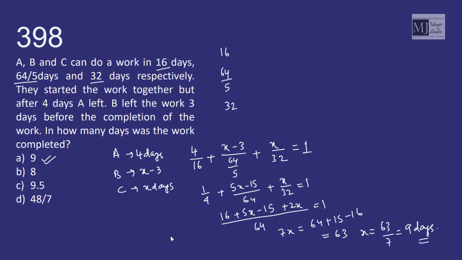Now shall we try with the CM method? Are we ready for that? CM 64. 64 by 16, 4. 64 by 64 divided by 5, 5. 64 by 32, 2. Now look carefully. A works for 4 days. That means work done by A is 16 units. Deduct it. B works for X days, but he left 3 days before completion. 5 into minus 3 is minus 15. Add up.